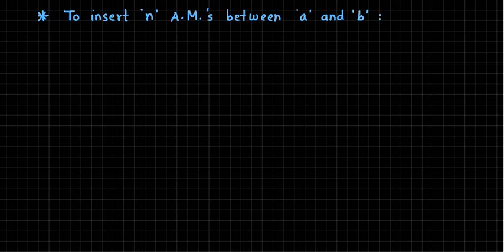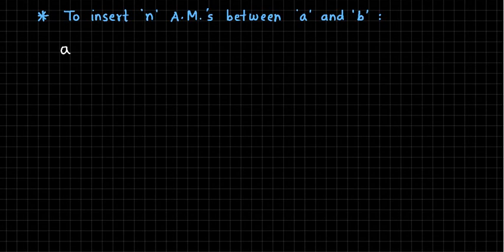Many times we are asked to insert a certain given number of arithmetic means between the two given numbers, that is a and b. So let us see how to do that. Suppose we are to insert n arithmetic means between a and b. Now we will develop a condition for that with the help of examples.